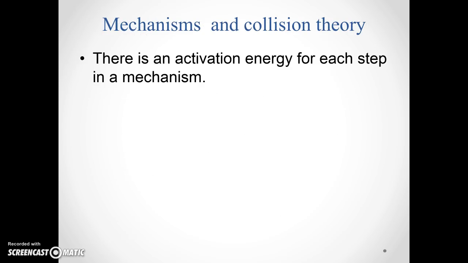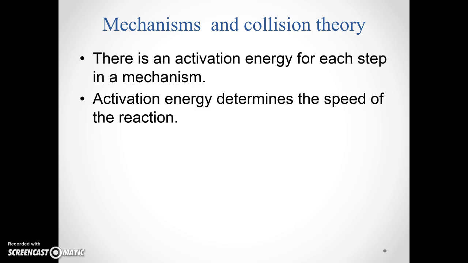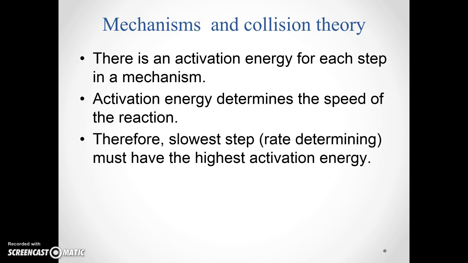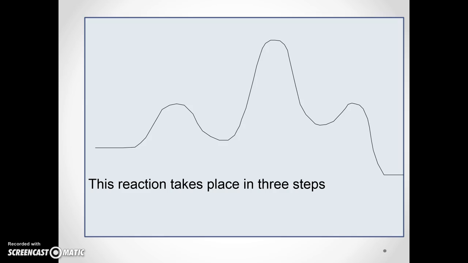Mechanisms and collision theory. There's an activation energy for each step in a mechanism. The activation energy determines the speed of the reaction. The more energy needed, the slower that stage of the reaction. So the slowest step is the rate determining step, and it must have the highest activation energy. That's what makes it so slow. Take a look at the picture and just look at the 3 bumps on this camel graph. Which one is the highest, most absolute height? That'll be the middle one. So the middle one in this drawing would be the rate determining step.